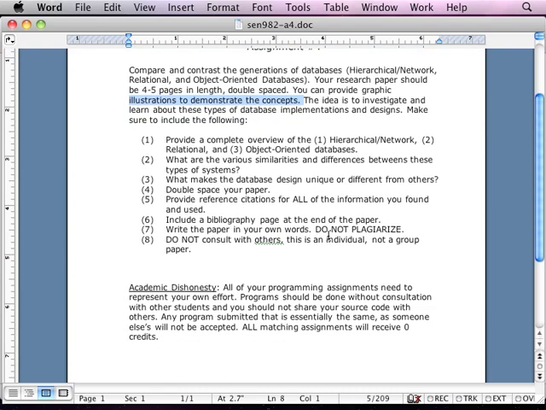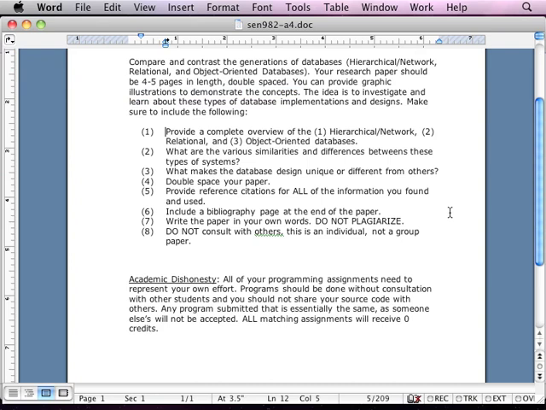So, part number 1, provide a complete overview of the hierarchical network, relational, and object-oriented databases. There are object-oriented databases out there. Oracle is not one of them. Oracle is a relational database. So is MySQL, so is Informix, so is Microsoft Access. Those are all relational databases.